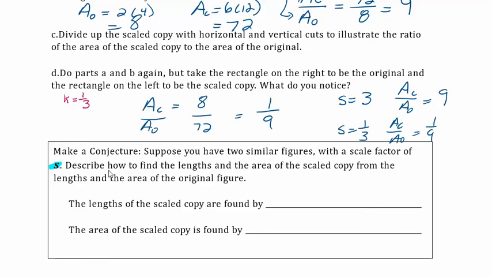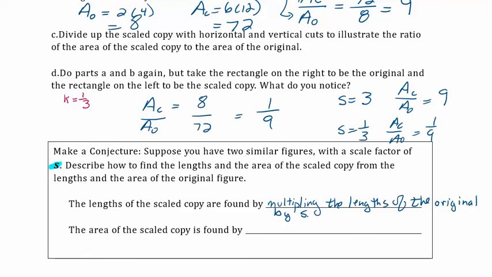Well, we're going to make a conjecture. Suppose we have two similar figures with a scale factor of S. Describe how to find the lengths and the area of the scaled copy from the lengths and areas of the original figure. The lengths of the scaled copy are found by multiplying the lengths of the original by S, by whatever your scale factor is.